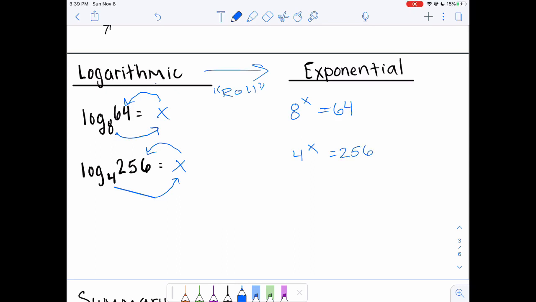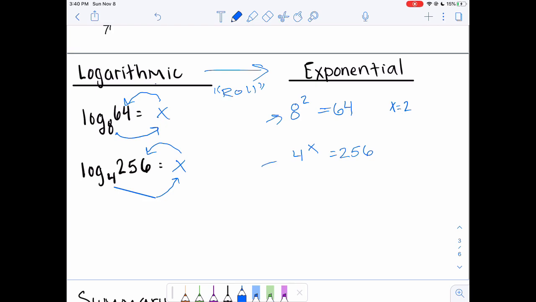So you can think about, for number 1, 8 to what power equals 64? Well, this one is easy to solve by hand because that's a recognizable pattern. Here we can see that x equals 2. Because if we're familiar with some of our common powers, we would remember that 8 squared is 64.